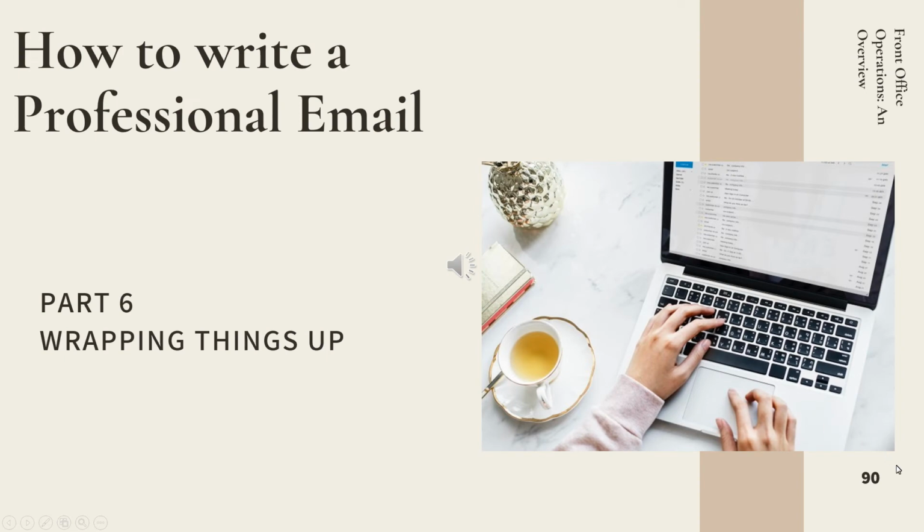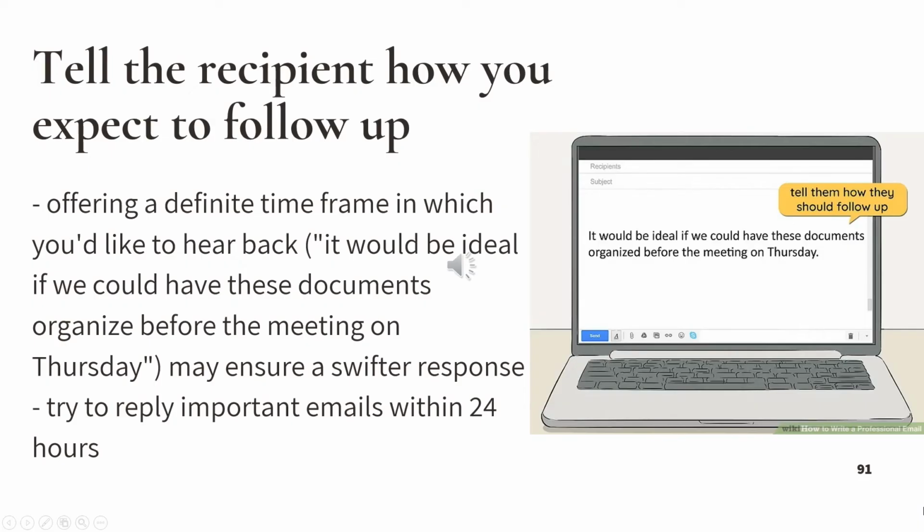How to write a professional email, part 6, wrapping things up. Tell the recipient how you expect to follow up. So now that you've offered a call to action, give your reader a nudge in the right direction. A request to look over a financial report, for instance, may be accompanied by an entreaty like, let me know what you think of those numbers. That way the other party won't be left wondering what to do with information they've been given.